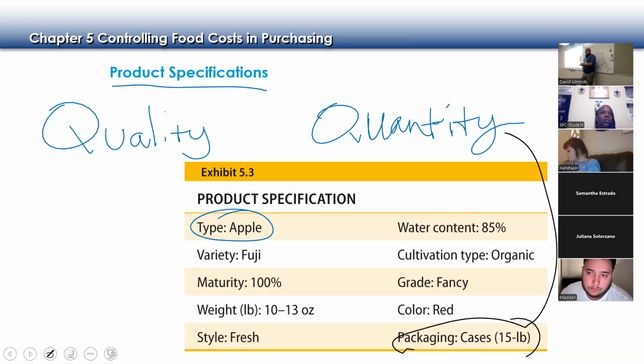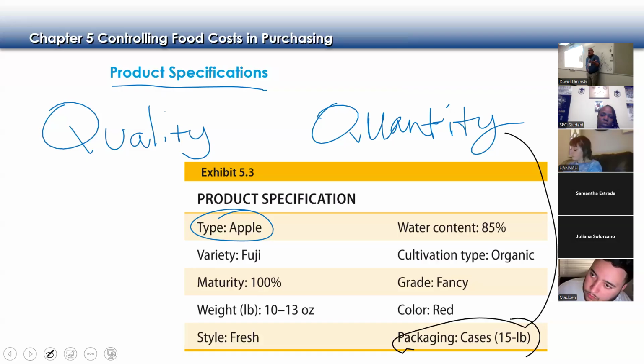Can we use a Red Delicious in an apple pie? Nope, those get turned to mush, right? And it's just not appealing, it's not flavorful. So the recipe is going to tell us those product specifications of what we can or cannot use. Okay.